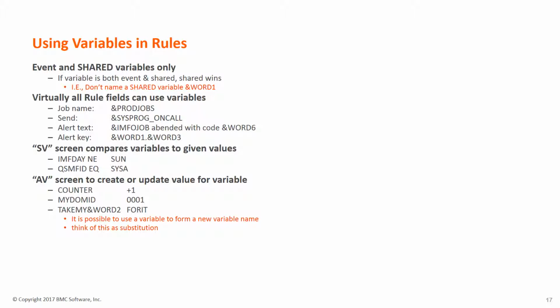Now we can use variables in pretty much all of the fields in the rules processor. We can use a variable for the job name or for our alert keys or text. We can also compare our variables to see if they qualify an event for processing in the rules processor, and that's done in the SV screen. We can also update variables as an action to an event, and we do that in the action variable screen or AV display.